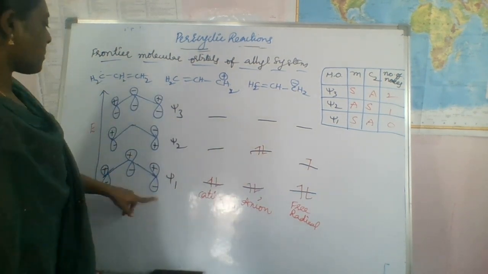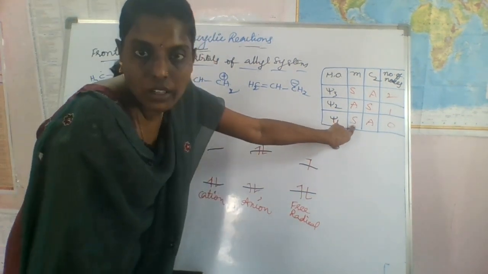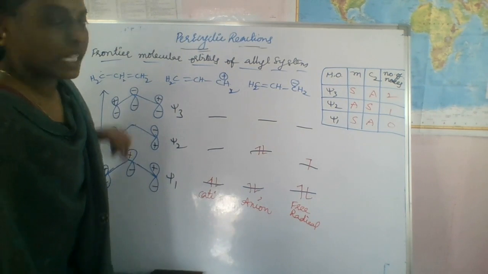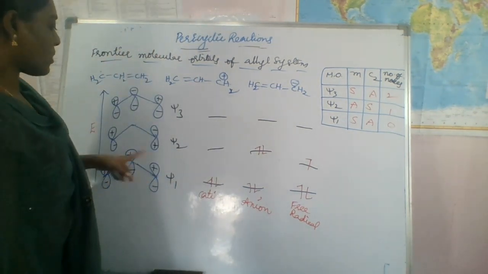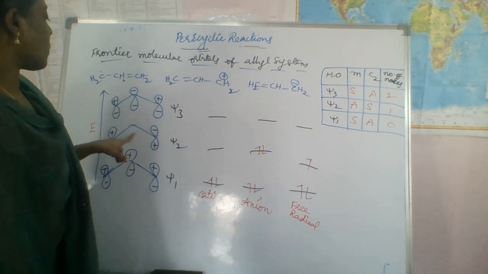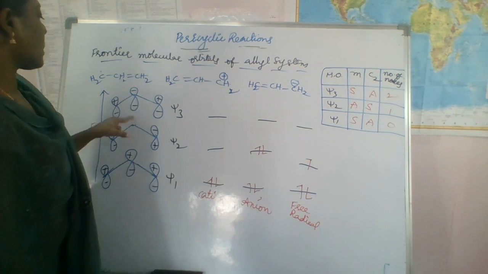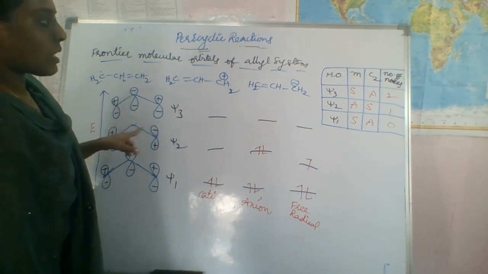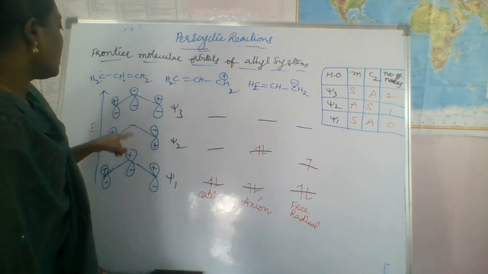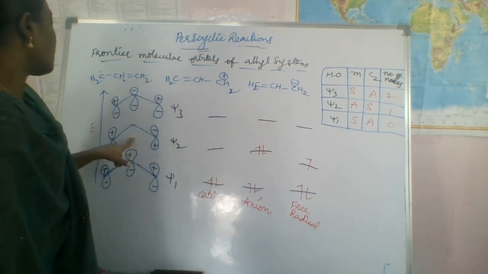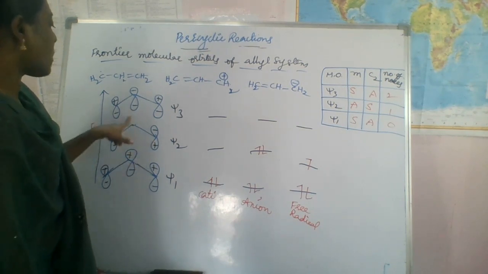See here, Psi 1 is symmetrical, so that's why we have to write S, right? Okay, but Psi 2 is anti-symmetrical, right? Okay, what is the number of nodes? There are no nodes for Psi 1, right? Okay, so here Psi 2 we have to represent like this, right? We cannot write this one, because there is only one node, so you cannot represent this middle orbital. You just have to write plus minus, so we have to represent like this.